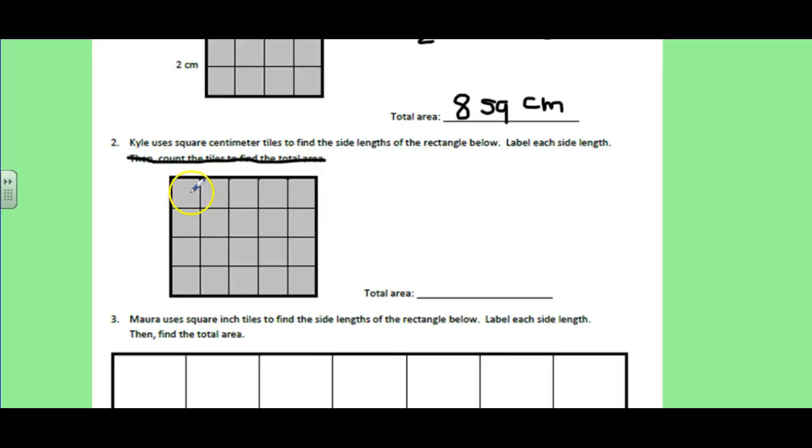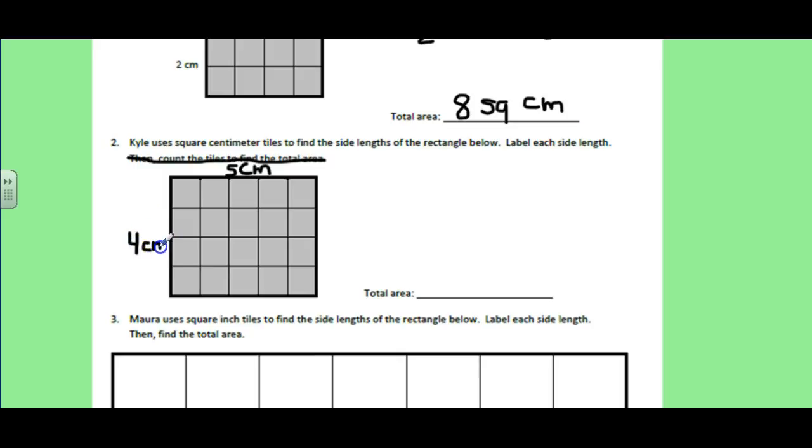So this top row has 1, 2, 3, 4, 5. And since it said that he was using square centimeter tiles, then you need to abbreviate centimeters right beside the 5. So this side length was 5 centimeters. This one has 1, 2, 3, 4. So this side length is 4 centimeters.